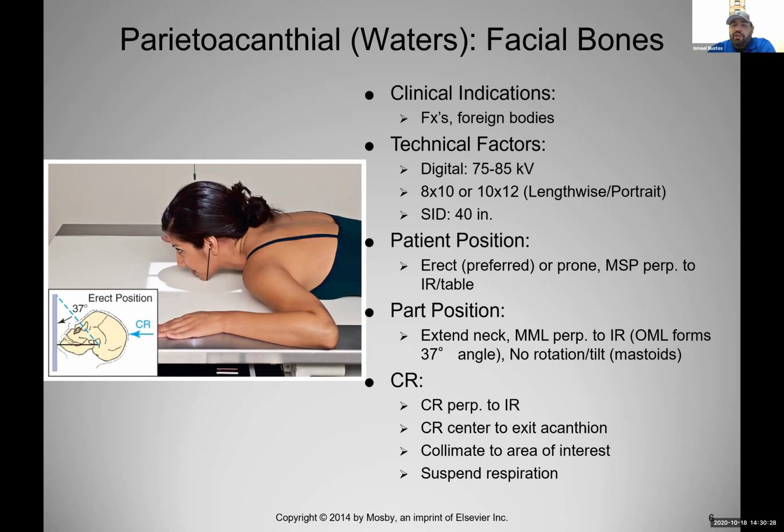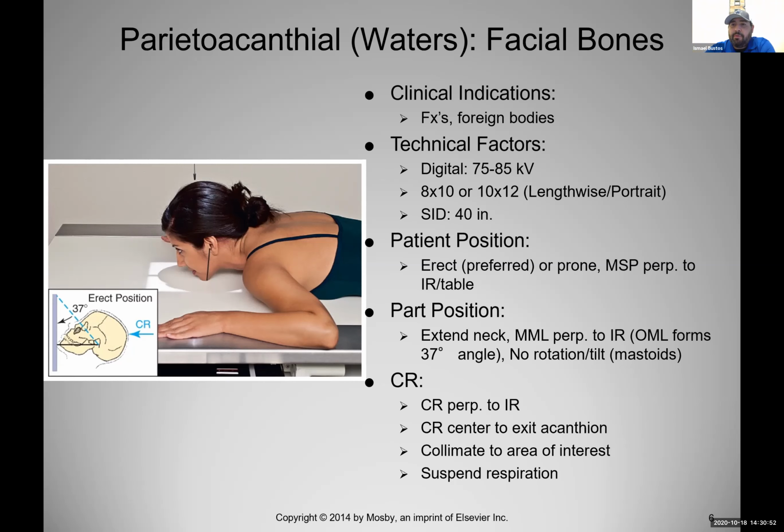All right. So what you're going to do again is extend the head and place the chin on the image receptor. And you're going to bring the MML, the mental-meatal line, perpendicular to the image receptor. So basically just raise the chin, place the chin on the image receptor, and have the MML perpendicular to the image receptor. Make sure there's no rotation or tilt, and you're going to have your CR perpendicular to the IR, which means no angle. Remember, it is a parieto-acanthial projection.